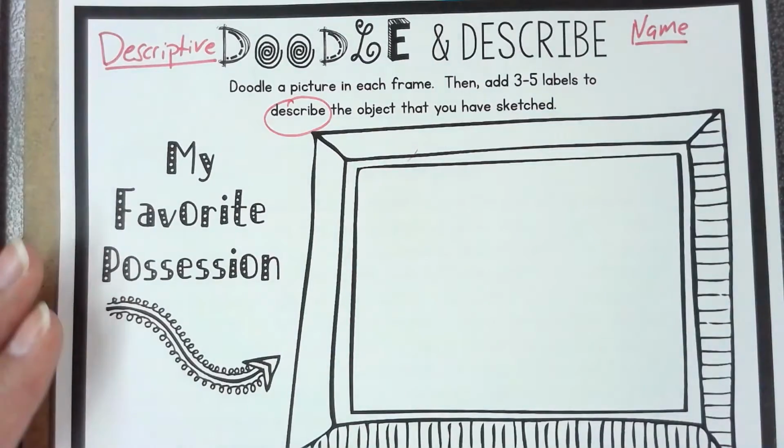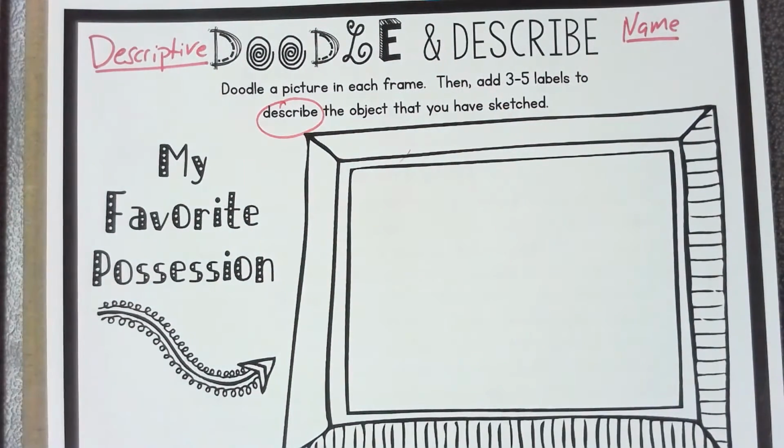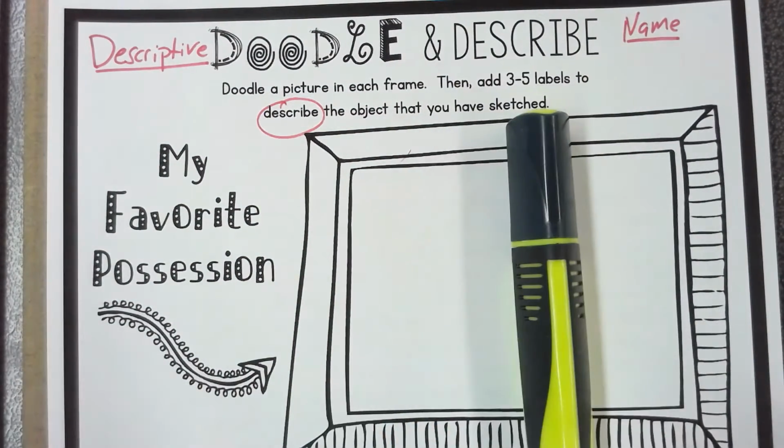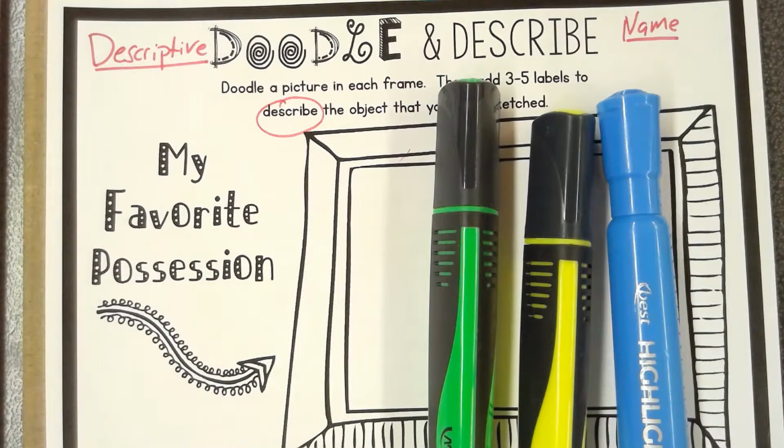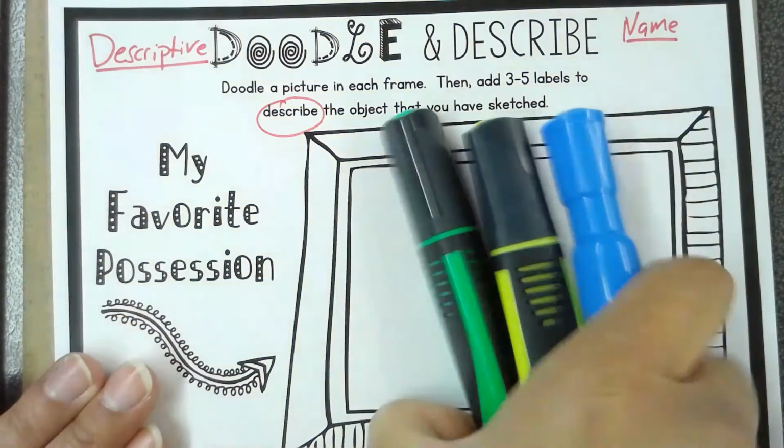And for that, you're going to need a yellow highlighter, a blue highlighter, and a green highlighter. So please make sure that you have these 3 color highlighters for this lesson when we get to the back of the page. But right now, we don't need them.